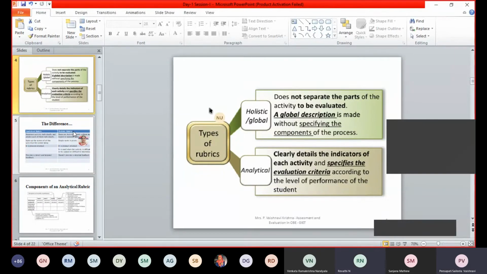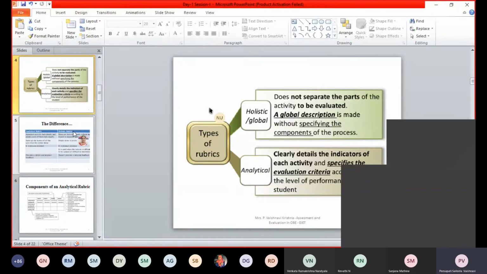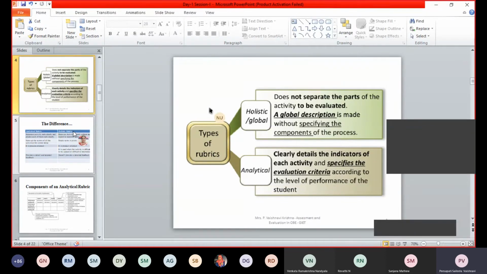Whereas coming to your analytical rubric, this is very, very important, and it is gaining importance nowadays, especially when OBE is at its full implementation. Rubrics have now become very important. The next part is your analytical rubric. This is the second type. The first type is the holistic rubric, and the second type is your analytical rubric.